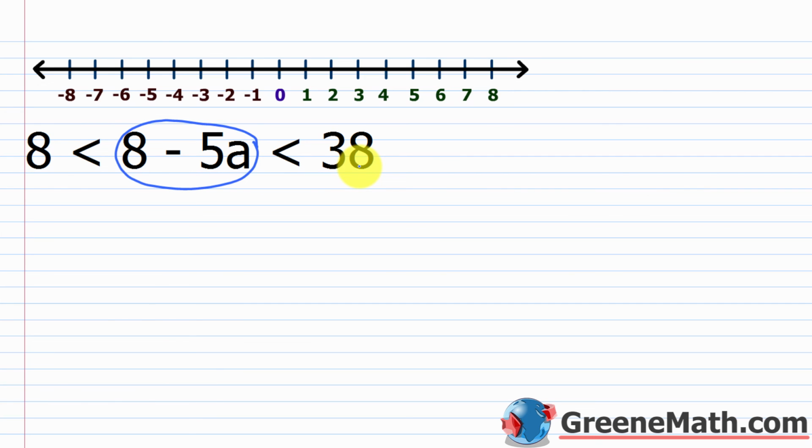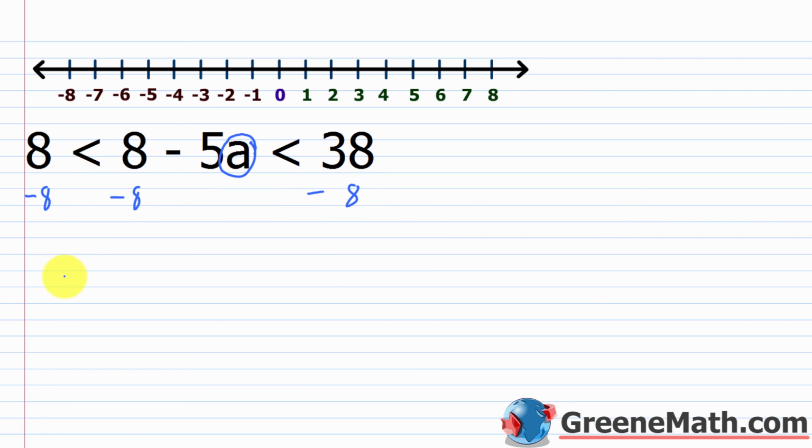So what's going to happen is you're going to do one of two things. You can separate these and solve them, and then put it back together in the end, which is more work. Or you can solve it doing the same thing to each part. In other words, I want to isolate a in the middle. So I would subtract 8 away from each side to begin.